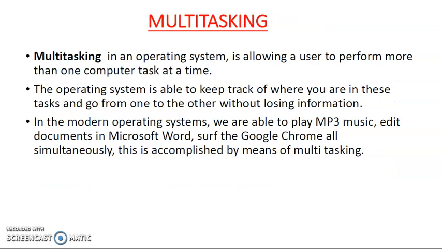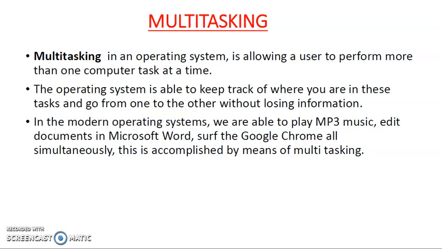Then your next topic is multitasking. You have heard about the multitasking operating system. It means the multitasking operating system allows the user to perform more than one computer task at a time. So multitask means multiple tasks. So this operating system supports multiple tasks running at a time. The operating system is able to keep track of where you are in these tasks and go from one to the other without losing the information.